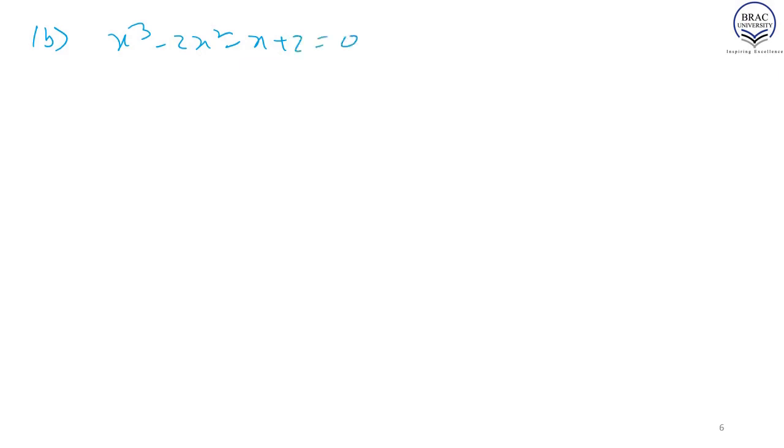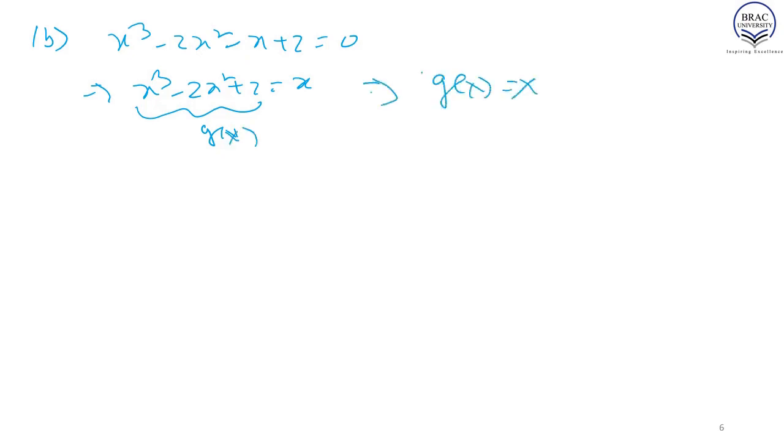So this is x, so we can write here x cubed minus 2x squared plus 2 equal to x. That means this is our g of x. That means this satisfies g of x equal to x. So this g of x here is our g of x. That is the one choice. So that is our, let's say, first choice.